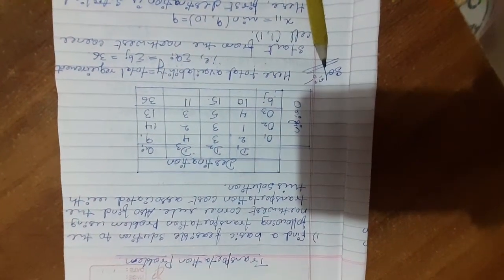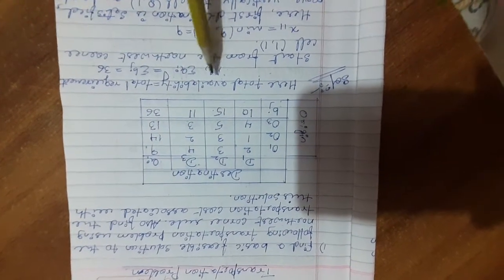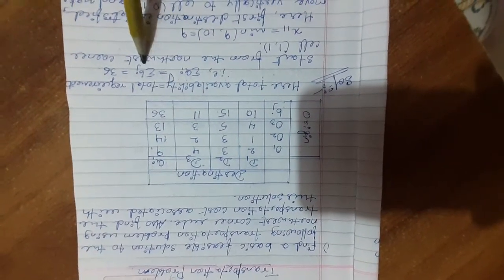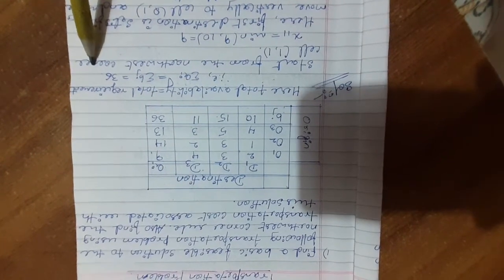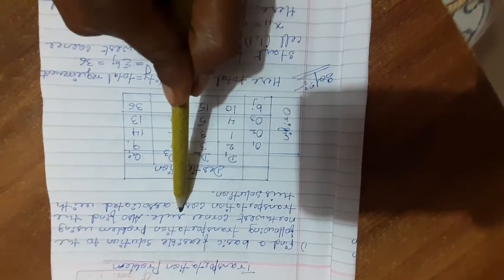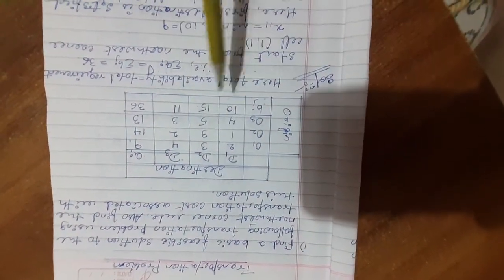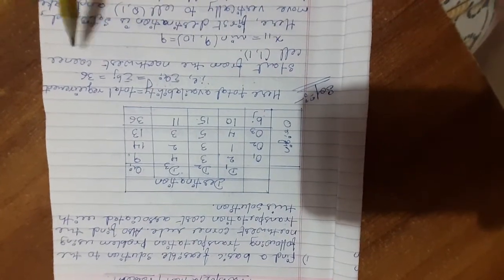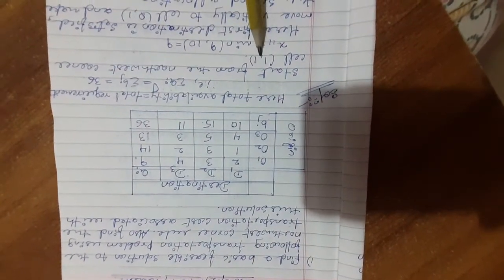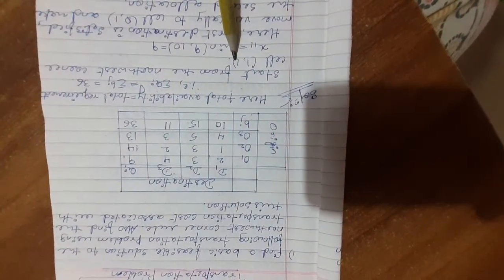So let me start the solution. Here total availability equals total requirement, that is summation AI equals summation BJ equals 36. Now the method is the northwest corner rule. So we have to start solving the given example from the northwest cell, that is first row and first column. Start from the northwest corner cell 1, 1. 1, 1 stands for first row and first column.